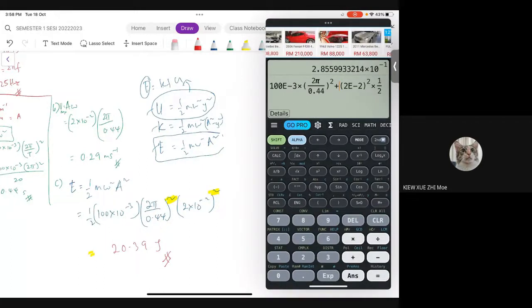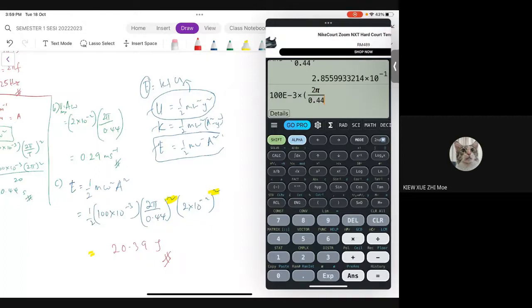Oh, tambah. Salah. Darab. Pergi clear pula. 100 power of negative 3 darab 2 pi divided by 0.44, squared times 2 power of negative 2 squared times 1/2. Yes, jawapan dia adalah 4.